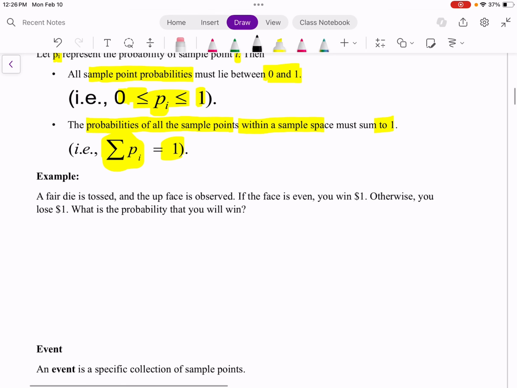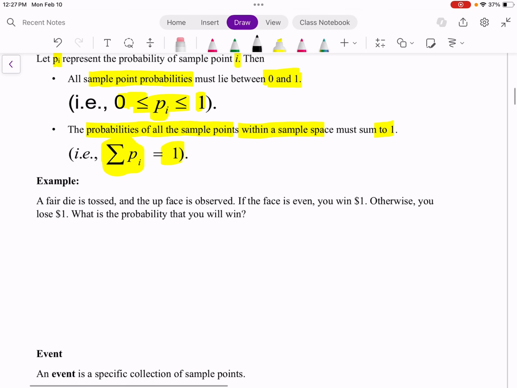Now let's do an example here. A fair dice is tossed and the up face is observed. If the face is even, you win $1, otherwise you lose $1. What is the probability that you will win? Here we are tossing a dice, right?